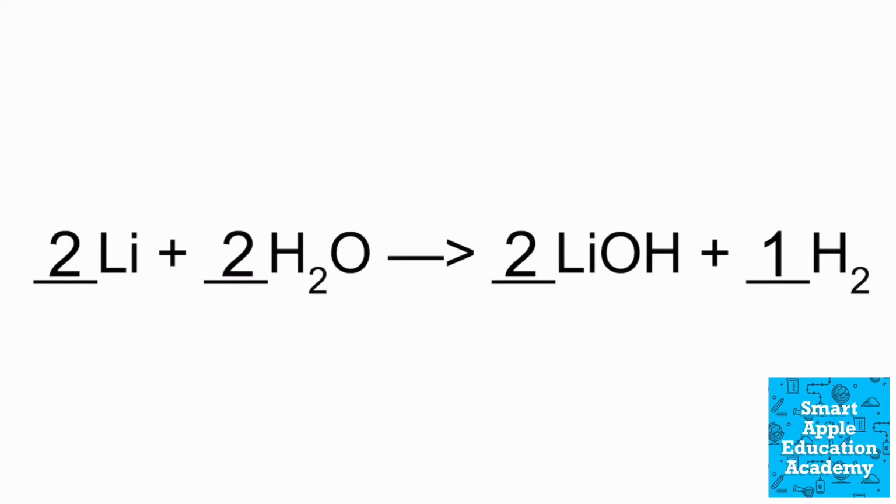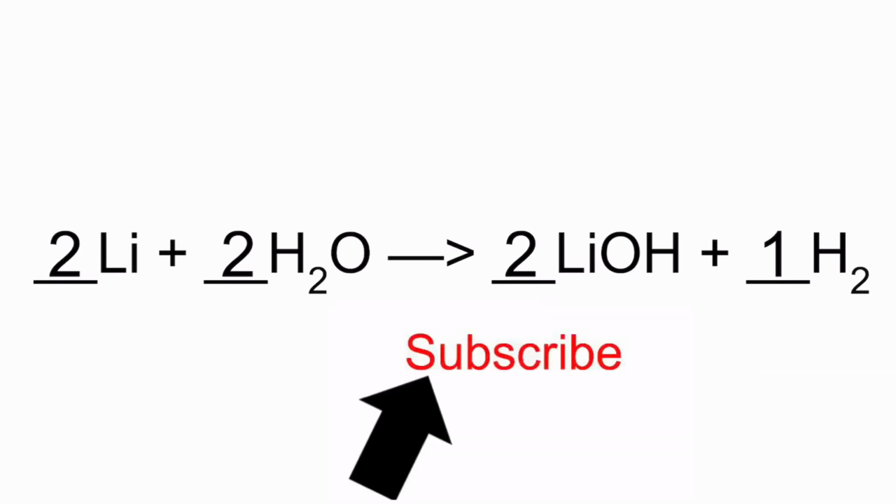So now we have 2 lithium plus 2 water yields 2 lithium hydroxide plus 1 dihydrogen. In other words, we have 2 Li plus 2 H2O yields 2 LiOH plus 1 H2. Everything is balanced out. I hope you understood how we balance this chemical equation.